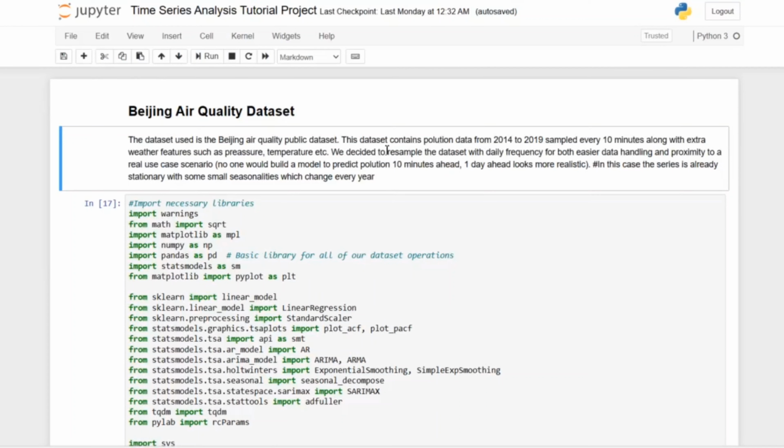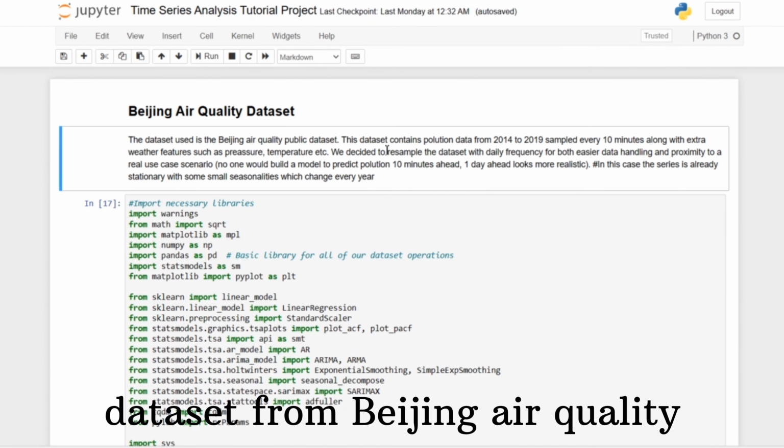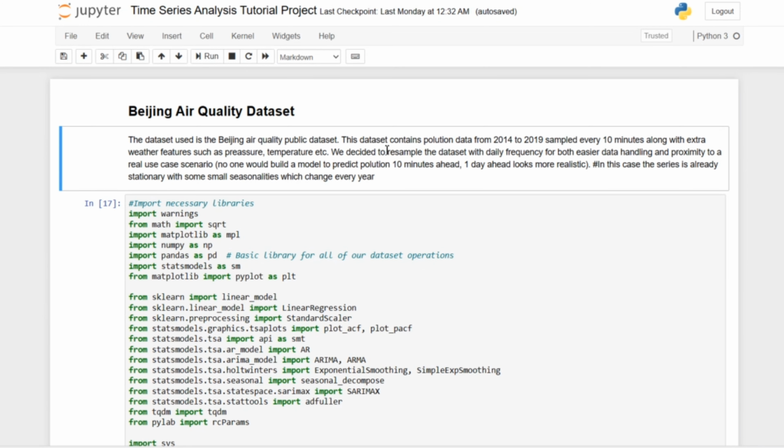It's pollution data from 2014 to 2019, sampled every 10 minutes, along with extra weather features such as pressure, temperature, etc. However, since this is sampled at 10 minutes, we have resampled this dataset to a daily frequency, because to be honest, in a real-time scenario, 10 minutes is not something people do time series on. So that's the reason it's been resampled to 1 day ahead. So this is all about the dataset, guys.